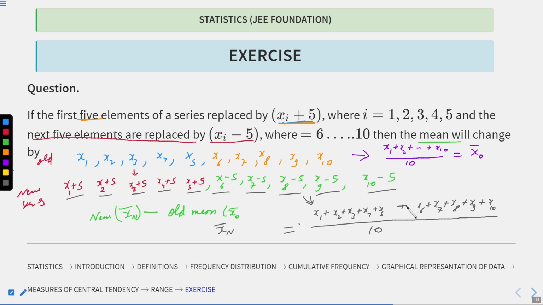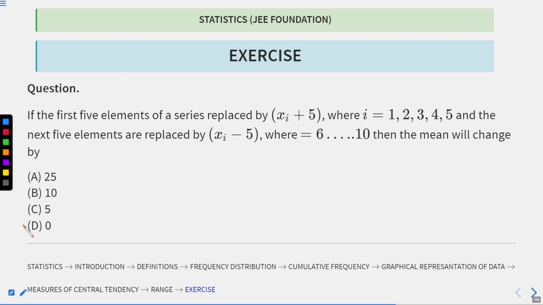So if you see, this is nothing but equal to the old mean, because in the old mean it is x1 plus x2 plus x3 till x10 divided by 10, and in the new mean this is the same, x1 plus x2 till x10 divided by 10. So if you find out the difference of the new mean to the old mean, because both values are same, the difference will be 0. So my answer will be 0. So the option D is my correct option for this question.